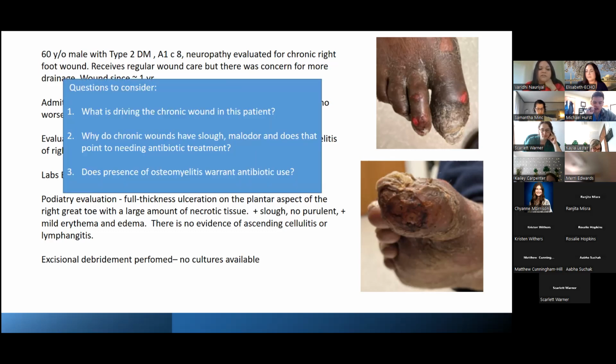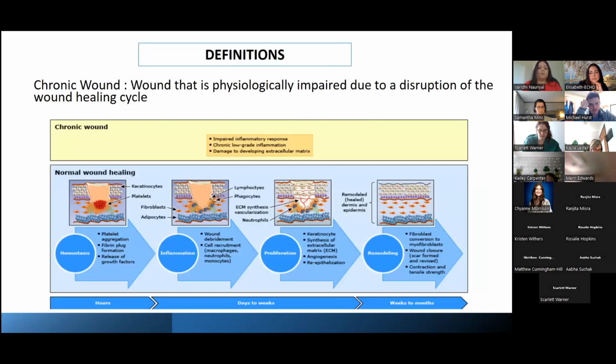So the questions to consider in this case: what is driving the chronic wound in this particular patient? Why do chronic wounds have slough and malodor? Does that point to needing antibiotic treatment always? Does the presence of osteomyelitis always warrant antibiotic use? I always like to start with basic definitions.